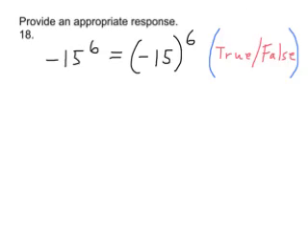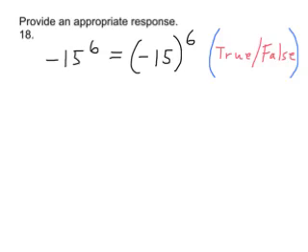Number 18. Provide an appropriate response. So that means what's true about this, what's appropriate. There's a negative 15 to the 6th power equals a negative 15 inside of parentheses to the 6th power. And it says they're equal. Is that true or is it false? Well, let's see.